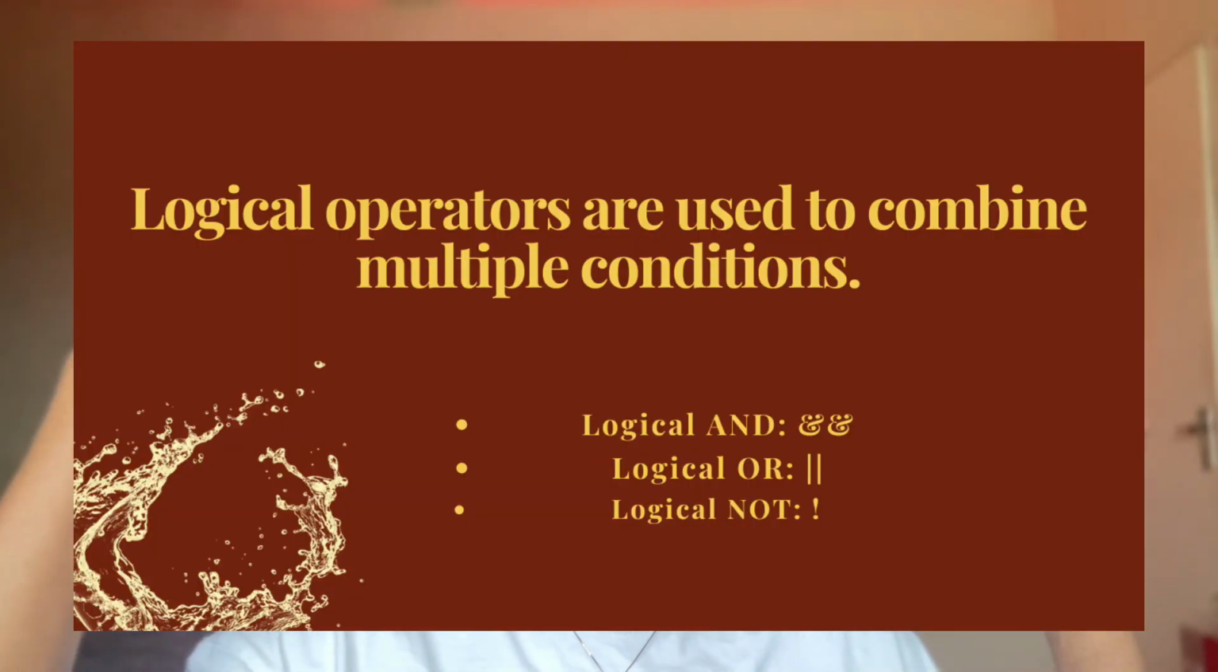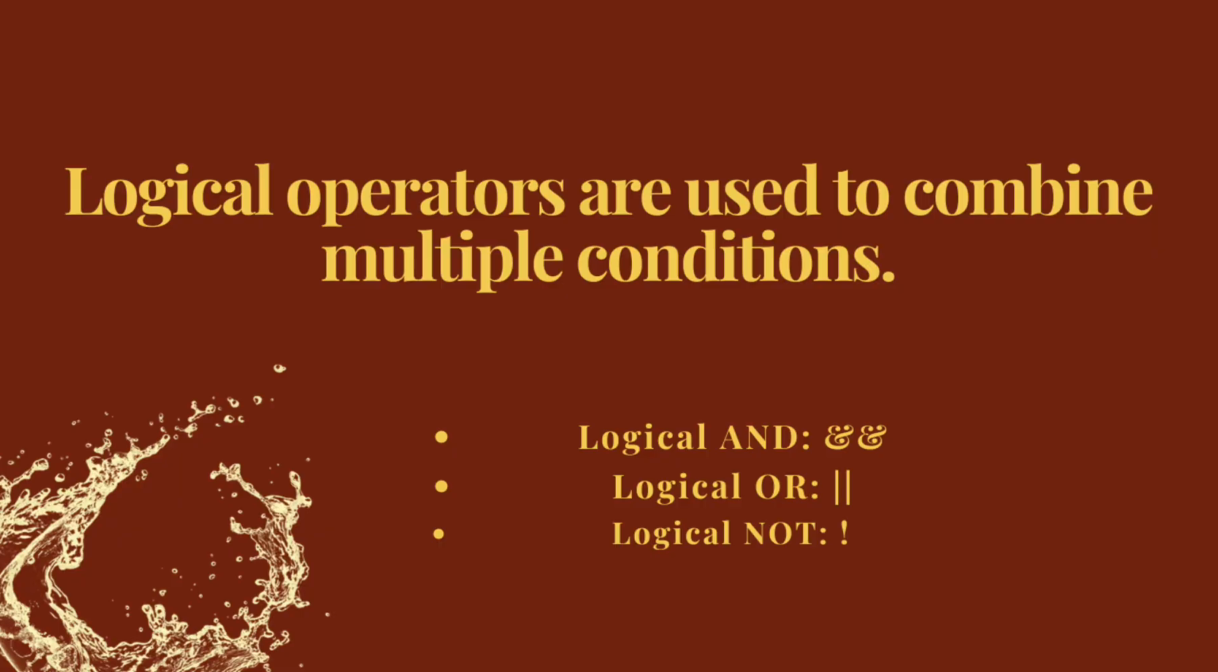Logical operators in JavaScript are used to perform logical operations on expressions. And just like comparison operators, logical operators also return a Boolean value. So they can be true or they can be false, and they are majorly used to make decisions based on different conditions. We have three logical operators. We have the logical and, the logical or, and the logical not.